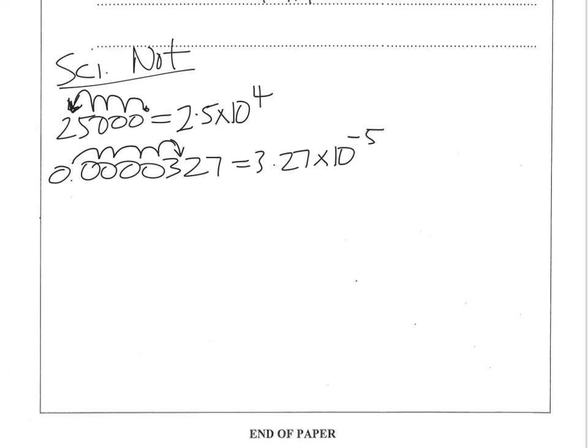Now, lastly, obviously you can do both ways. If you're going the other way, it needs to move 4 times that way. It needs to move 5 times that way.